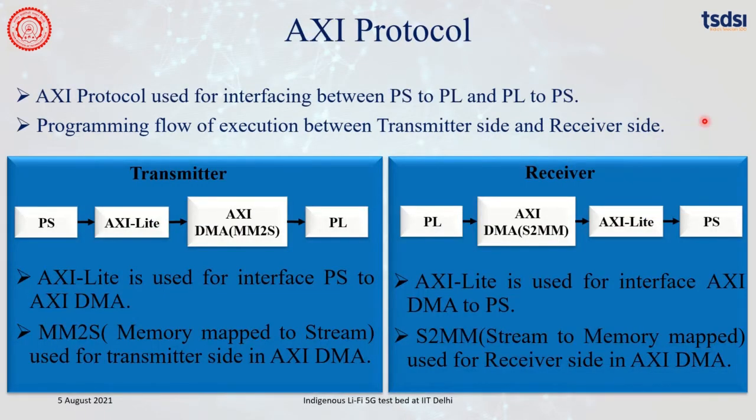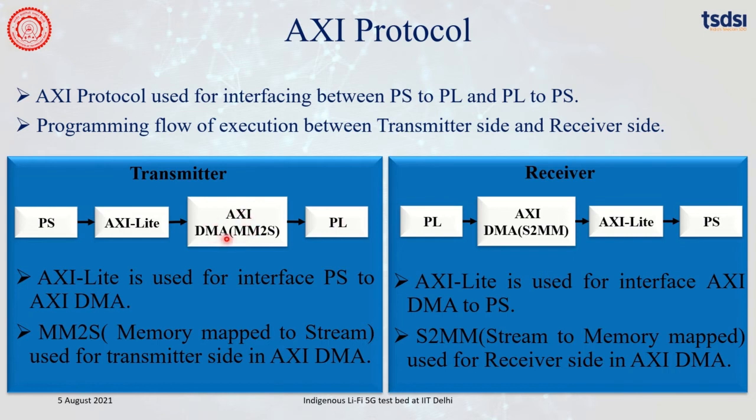Here I am explaining about the AXI protocol. The AXI protocol is used for the interface between PS to PL and PL to PS. Next I am explaining the programming flow of execution between the transmitter side and the receiver side. First, the transmitter side: the data is received at the PS. After that, the interfacing between PS and AXI DMA uses AXI Lite, and the data is received over AXI Lite. After that comes the AXI DMA, and finally we give it to the PL.